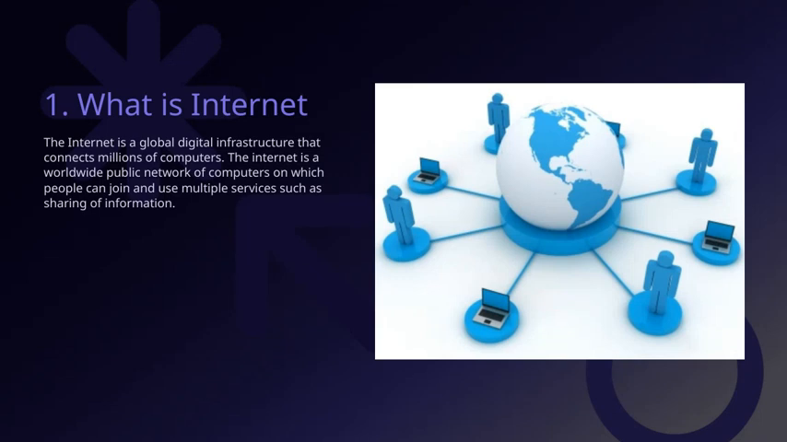Let's start by understanding what the Internet really is. The Internet is essentially a global digital infrastructure that connects millions of computers around the world. Think of it as a vast network that links devices across different countries, allowing them to communicate seamlessly. Now, this connectivity is what makes the Internet so powerful and versatile. It's not just a bunch of computers. It's a worldwide public network where people from all over can join in.